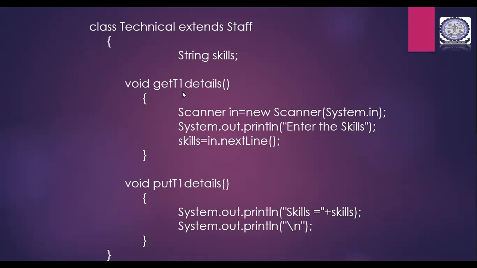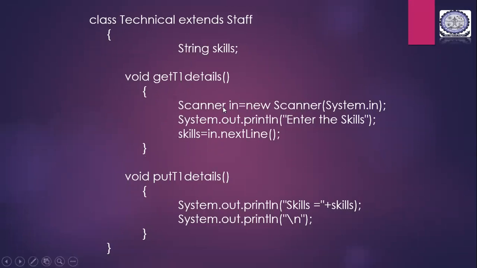Again get T1 details. Since teaching and technical both begin with T, here we have taken it as P1 details. That was P and it is C1 details. So again we define the scanner here. So scanner is for taking in the input for this particular function. We are defining the scanner for this variable to be taken in from the user. So enter the skills. Skills is equal to in dot next line.